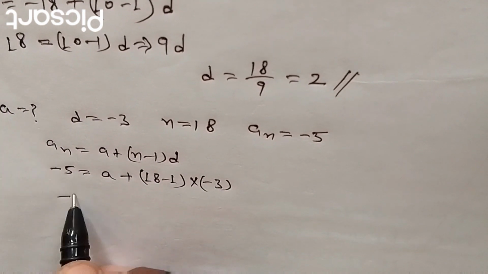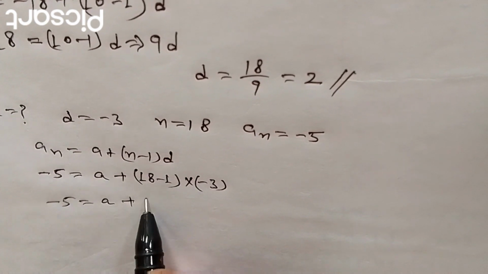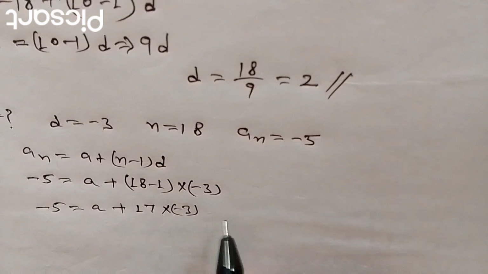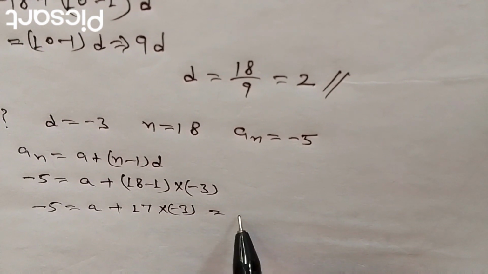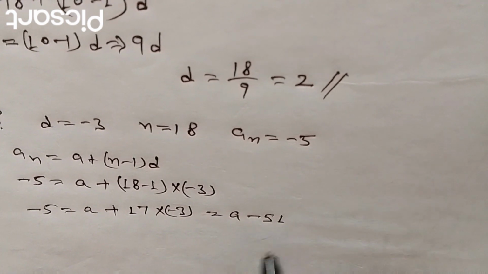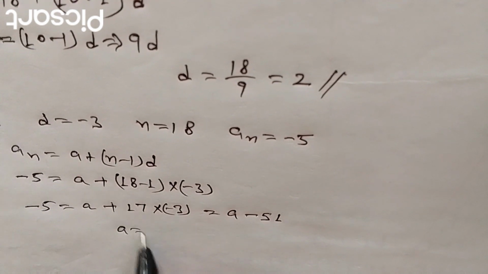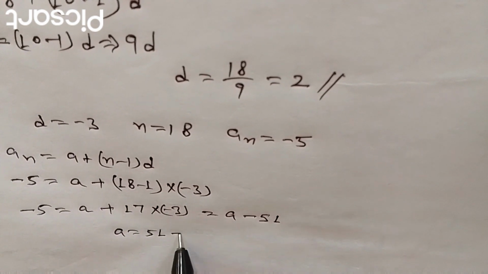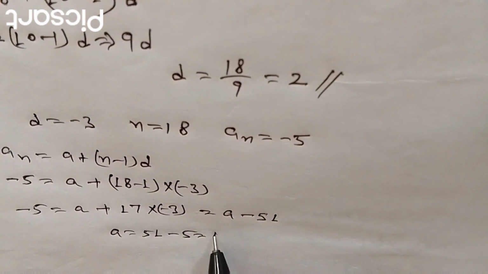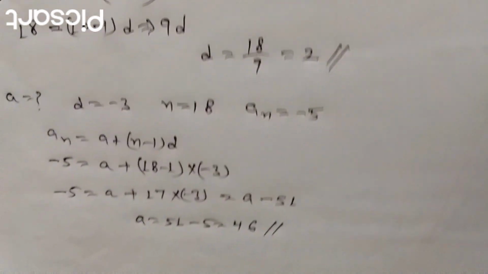So minus 5 is equal to a plus 18 minus 1, 17, multiplied by minus 3. It comes out to be a minus 51. So we will carry 51 to the other side. a will come out to be 51 minus 5. It will come out to be 46. So this is the answer of the third part.